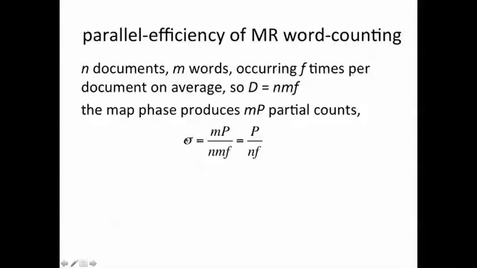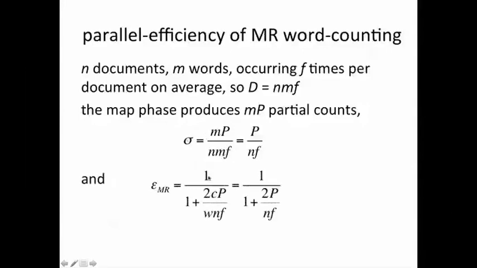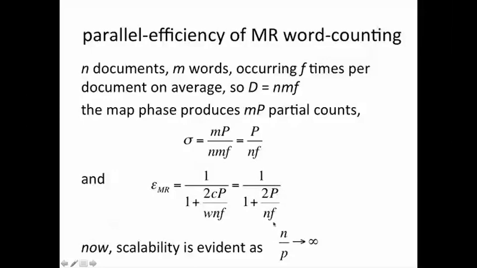Now let's plug this into our equation. We get the parallel efficiency as this expression, 2c sigma over W. Now assuming W and c are the same, which is a simplifying assumption in our case, we get an expression that looks like this. Notice here that as the ratio n over p goes very large, that means you have large volumes of data, a large number of documents, then the efficiency goes to 1, as we would expect for a scalable parallel algorithm.